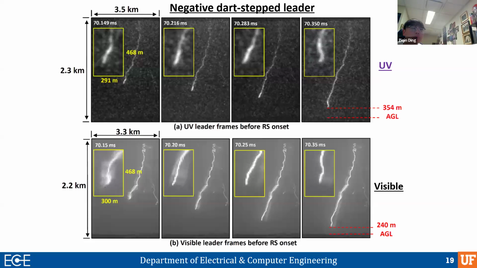I also saw some TGF observations like sprites and other things. A sprite is made of streamers, right? At higher altitude you require much less electric field for the streamers to happen, because the atmospheric pressure is much smaller there, so it's easier to happen.